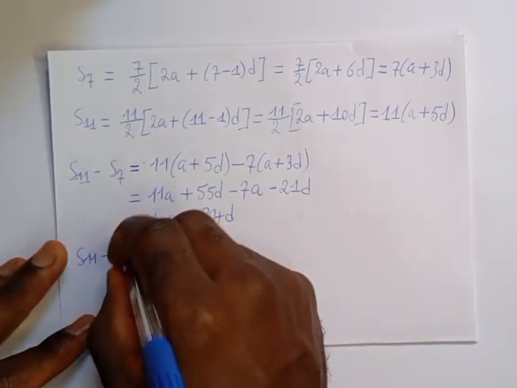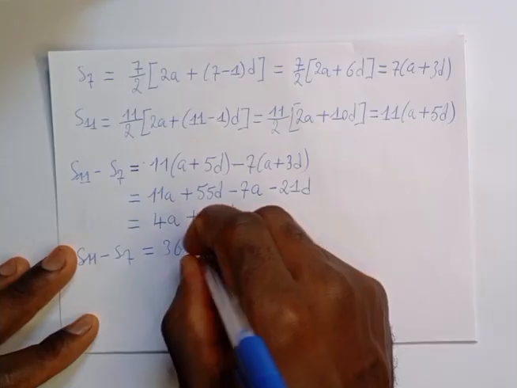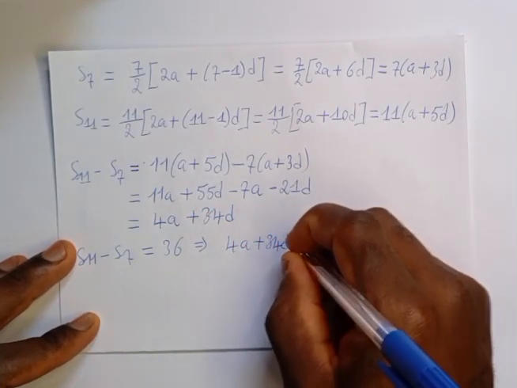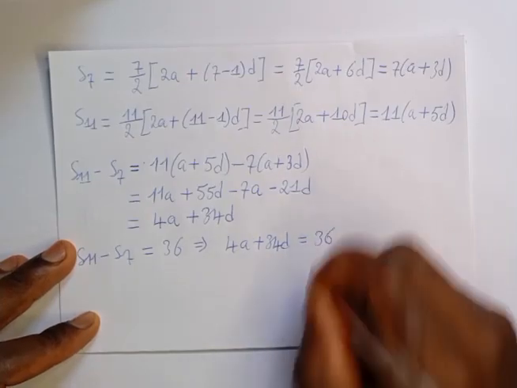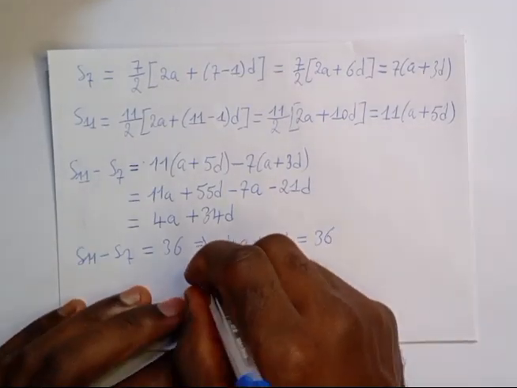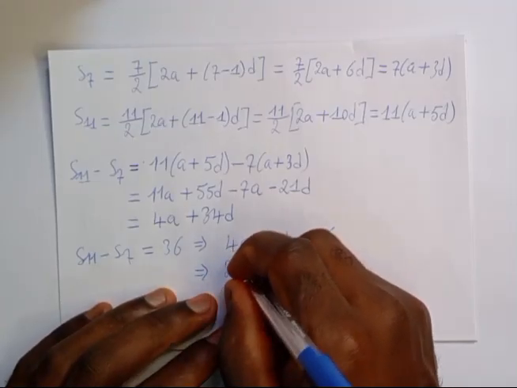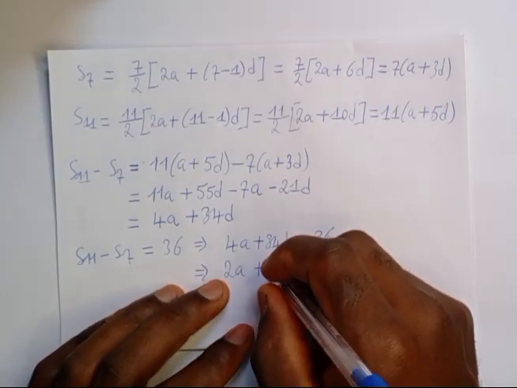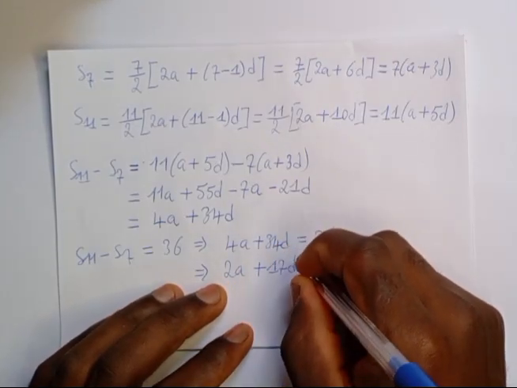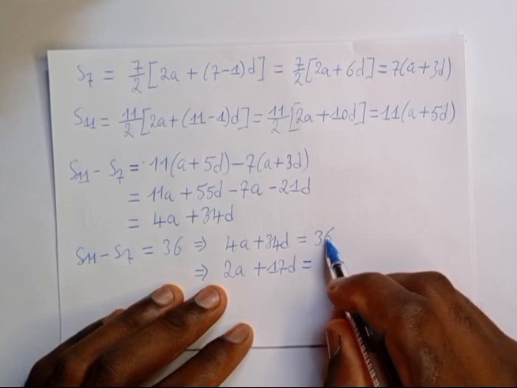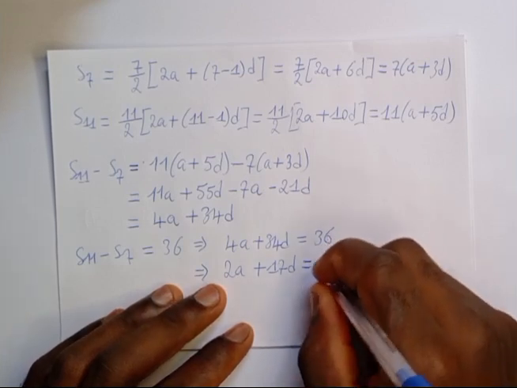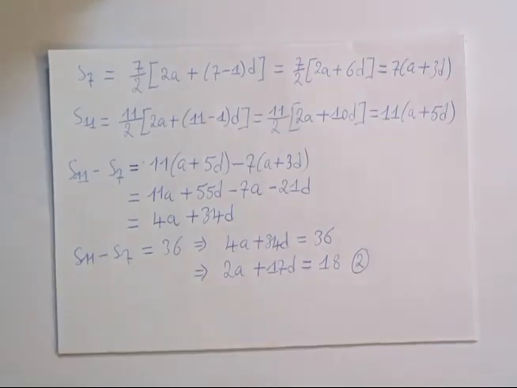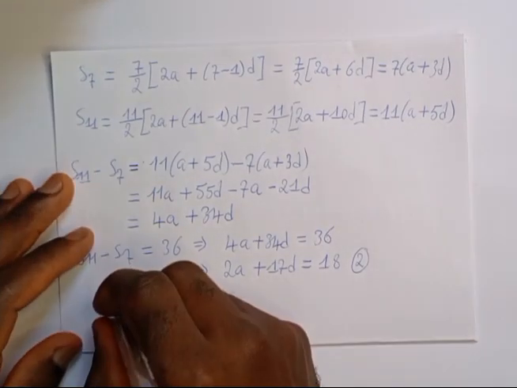S11 minus S7 is equal to 36. Then it simply means 4a plus 34d is equal to 36. Dividing all through by 2, this will give us 2a plus 34d divided by 2 gives us 17d is equal to 36 divided by 2 gives us 18. We call this one equation 2. We have a pair of simultaneous linear equations. These are the two equations.